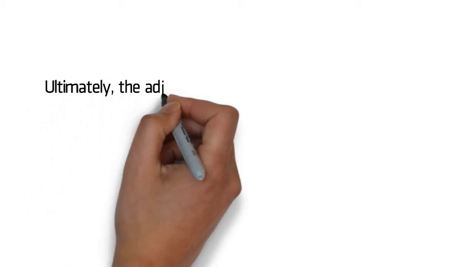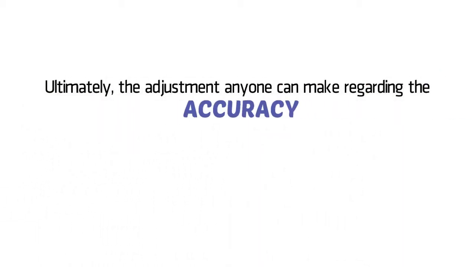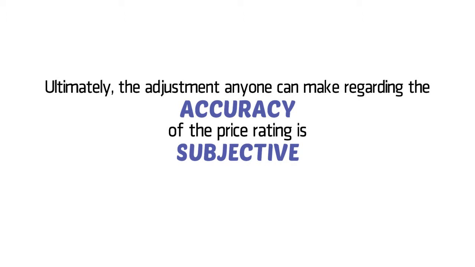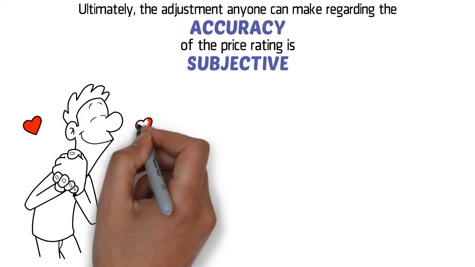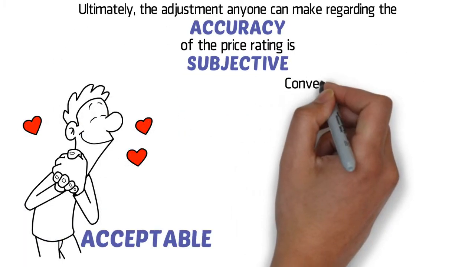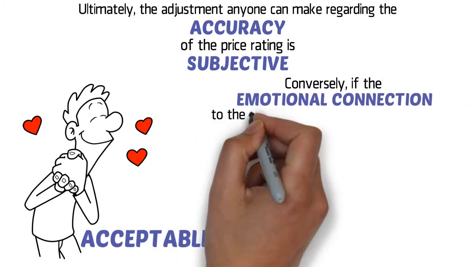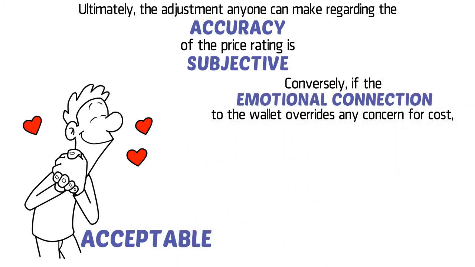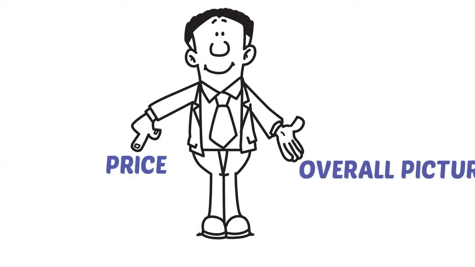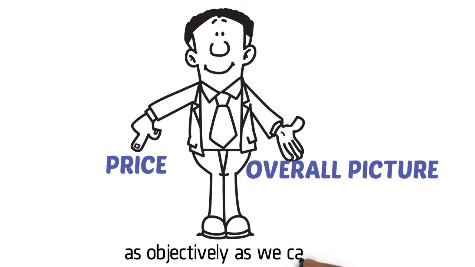Ultimately, the adjustment anyone can make regarding the accuracy of the price rating is subjective. For example, if a person loves the brand, then the cost may be acceptable. Conversely, if the emotional connection to the wallet overrides any concern for cost, then the price is of no concern. We look at price in comparison to the overall picture as objectively as we can.